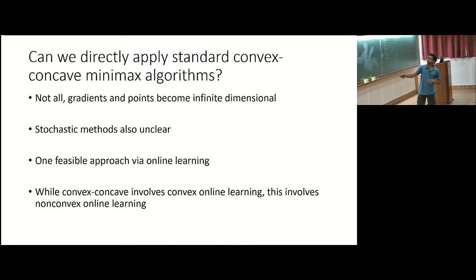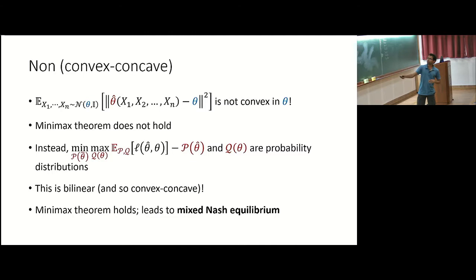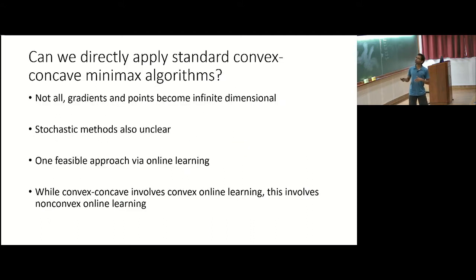the resulting spaces that we have here now are infinite dimensional, because we are looking at probability distributions. So gradient algorithms are not directly applicable here because the gradients themselves are infinite dimensional. So you may want to do some kind of stochastic method which overcomes the issue that the gradients are infinite dimensional, but even this extension is not obvious.